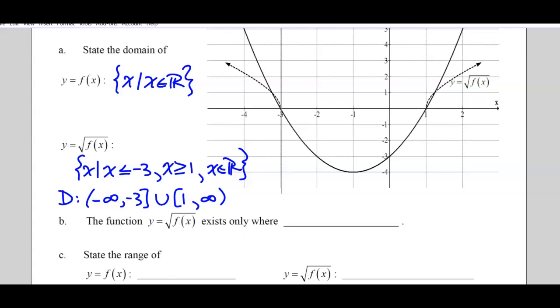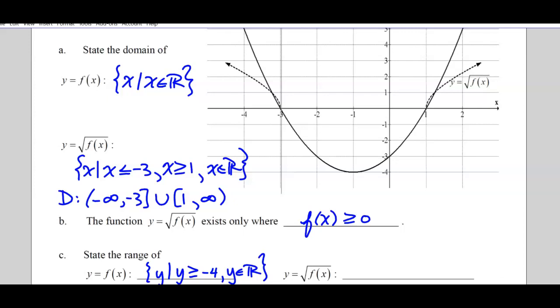Okay, so the square root function exists only where the radicand f of x is greater than or equal to 0. The range of the original, that's going to be greater than or equal to -4. Okay, of the radical, remember, smallest value here is 0. So the smallest could be 0.